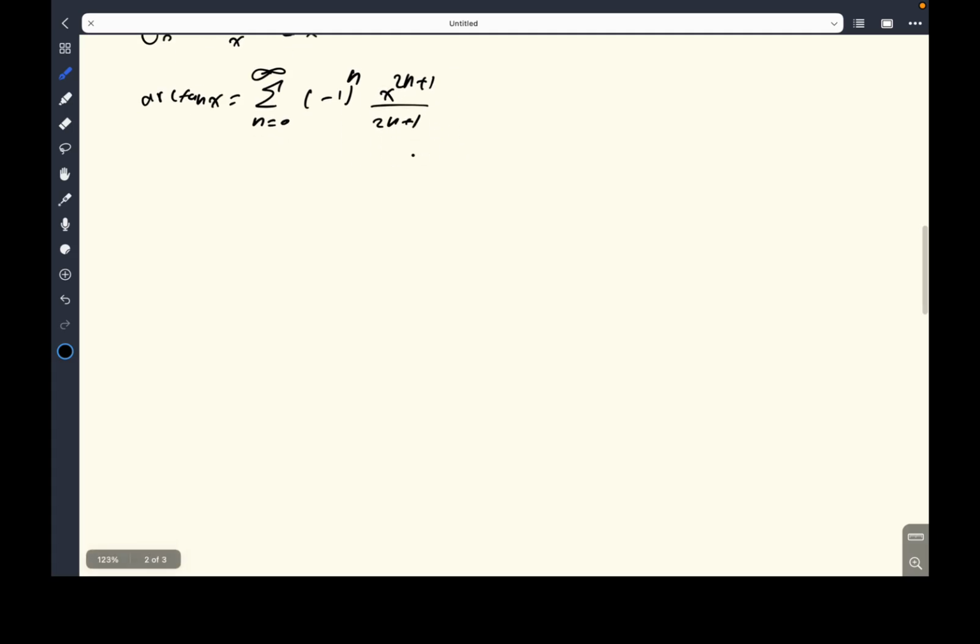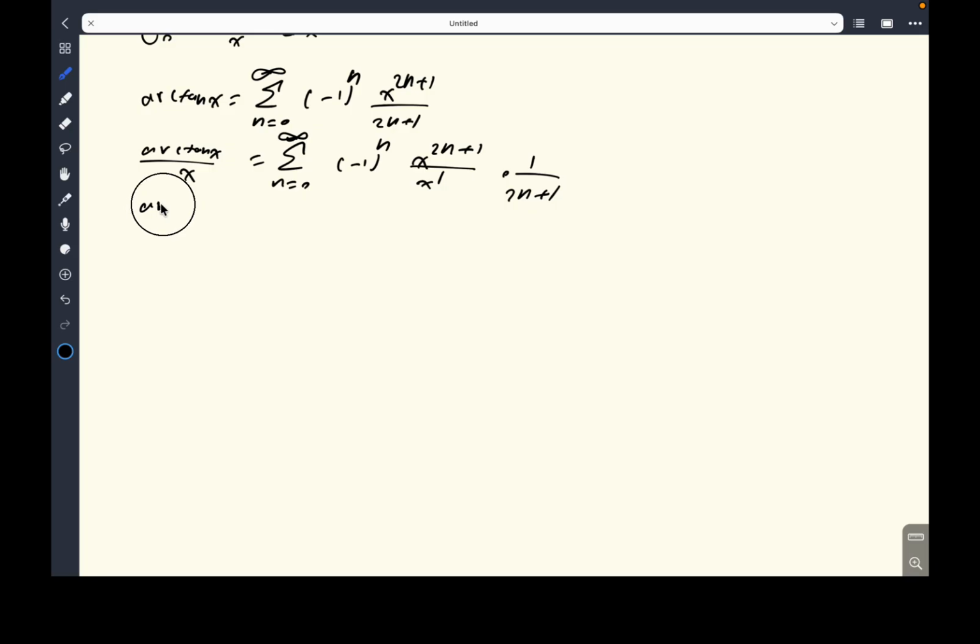Now, if we divide arctan of x by x, our sum is going to be n equals 0 to infinity of negative 1 to the power of n x to the 2n plus 1 over x to the power of 1 divided by 2n plus 1. Thus, arctan of x over x equals a sum from n equals 0 to infinity of negative 1 to the power of n x to the 2n over 2n plus 1.